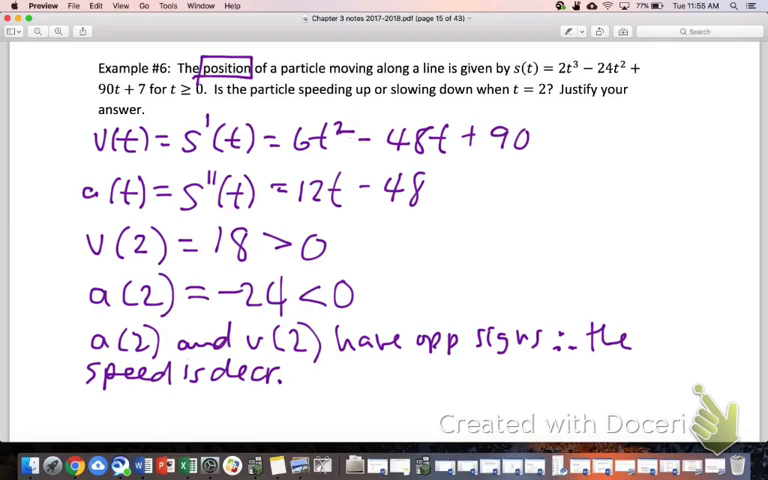Okay, so there you have it. Guys, that is it for 3.3.